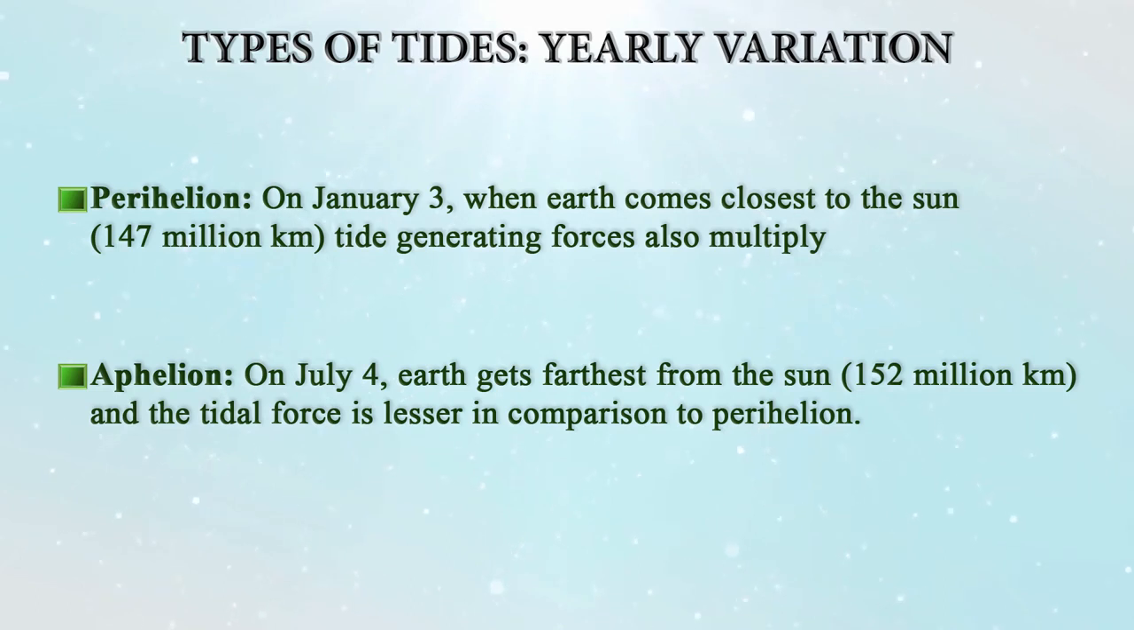So, when it is farthest, tidal force is lesser in comparison to the perihelion, and so tidal rise is also affected in that way, just as we explained the other type of tides. So, during perihelion it will experience greater height of tides compared to the aphelion.